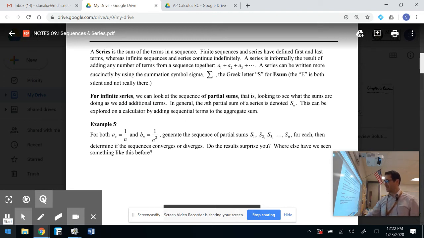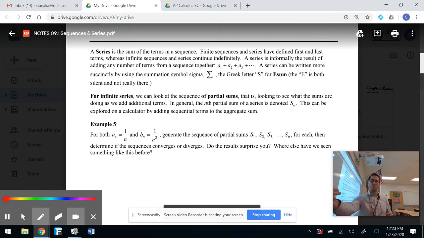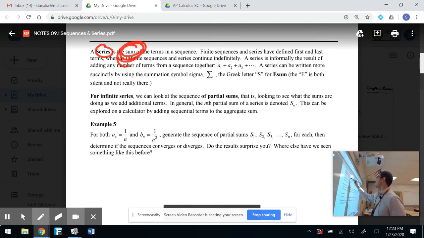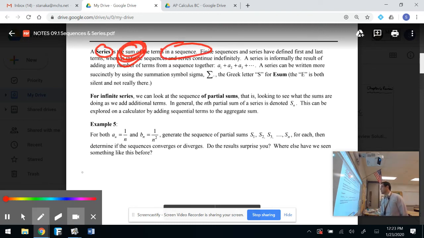But here we go. Let's get to the nuts and bolts of what this first section is all about. And it's not just about listing numbers and getting sequences, right? It's all about a series. Now, what's the difference between a sequence and a series? Well, a series is a sum of the sequence.